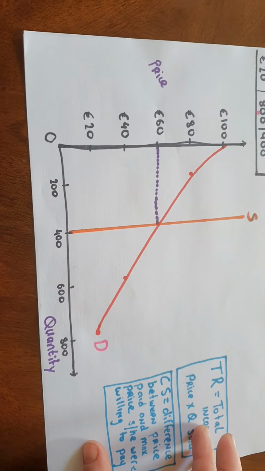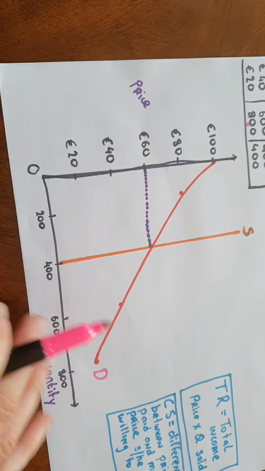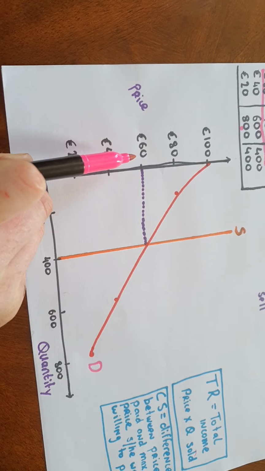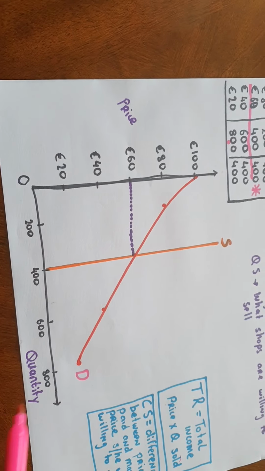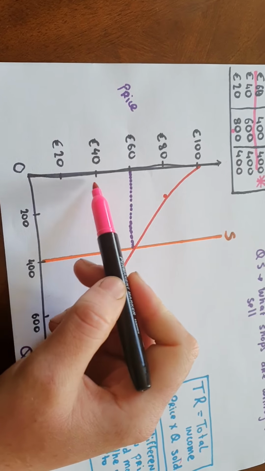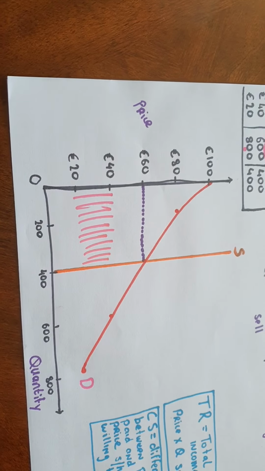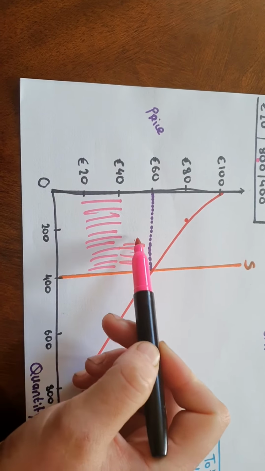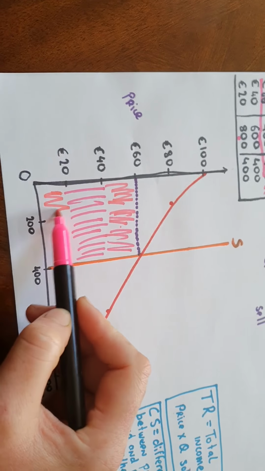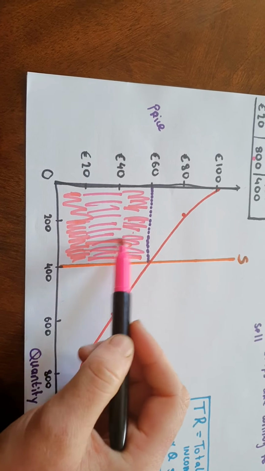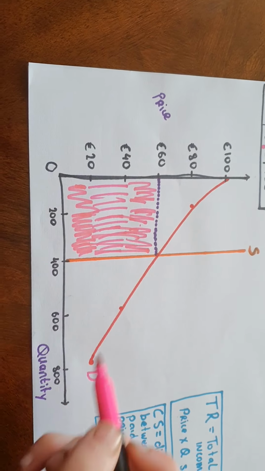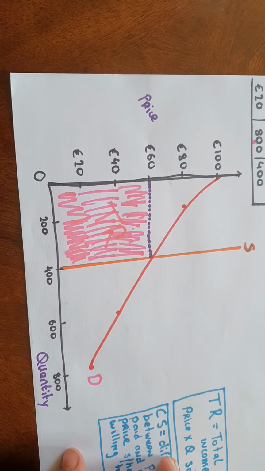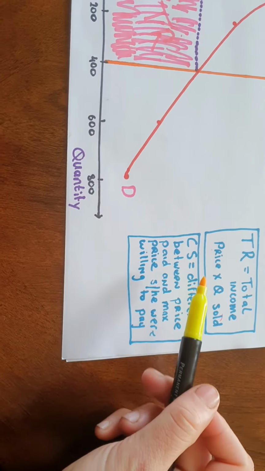So if we were to work out what our total revenue is, we know that the quantity sold is 400, and we know that a price of €60 was received. That means everything out as far as 400 was sold, and it went right up as far as the €60. So everything below €60 is sold, which is classed as total revenue. So this here will be our total revenue.